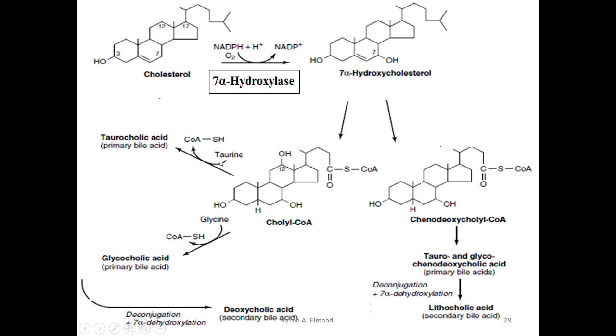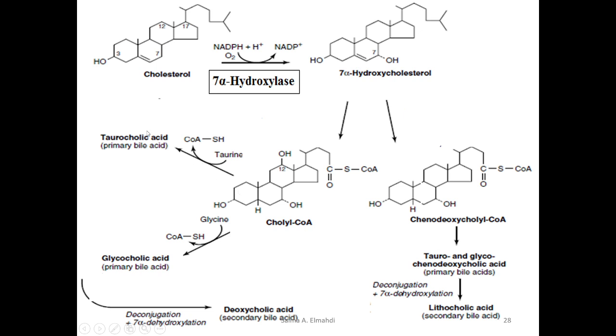Cholic acid CoA can be conjugated either to taurine to form taurocholic acid or to glycine to form glycocholic acid. Both of them are primary bile acids. Chenodeoxycholic acid also can either be conjugated to taurine or glycine to form tauro and glycochenodeoxycholic acid, primary bile acids.